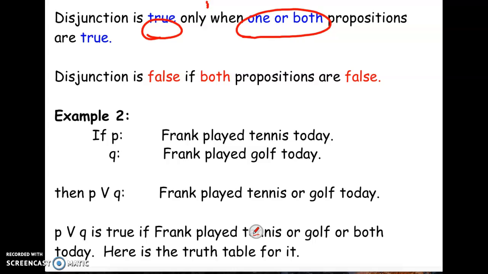So here's an example of Frank played tennis today, Frank played golf today. Then the disjunction is Frank played tennis or golf today. So disjunctions can also be false if you have them both be false.